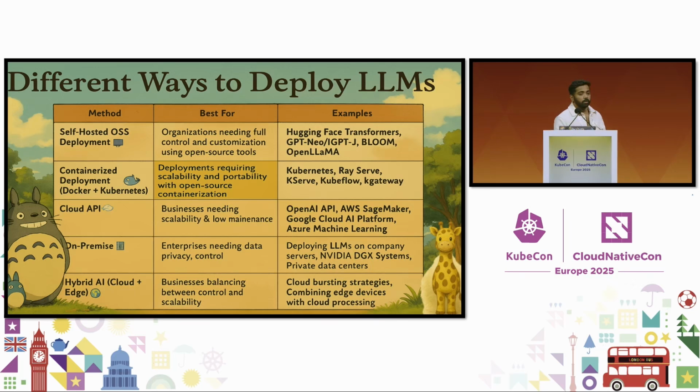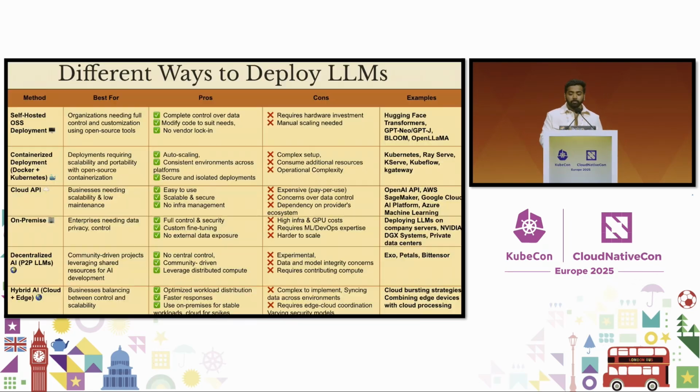Then hybrid AI, where you have cloud plus edge kind of a thing. You can use the best of both worlds, but it is really hard to sync between both. So it combines edge devices with your cloud processing. Each of these affects security differently. Cloud APIs might leak data, or on-prem models might be vulnerable to insider misuse. And P2P systems, which I talked about, really can struggle with model integrity. So that is another big concern.